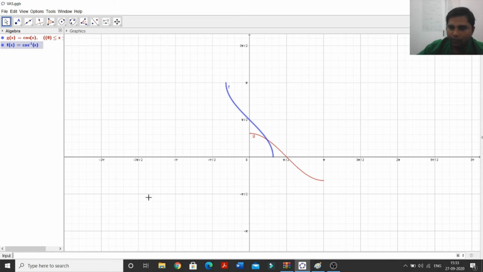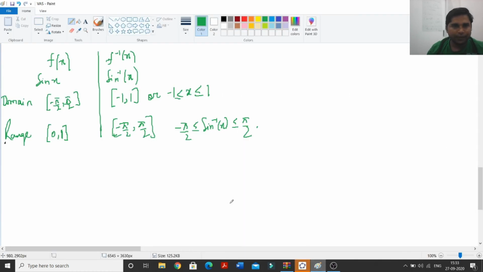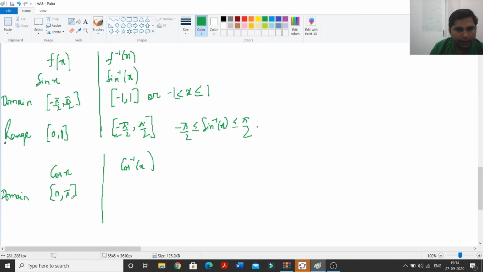So let me write it properly here. So for cos x and cos inverse x, we have restricted the domain between 0 to pi, or you can write x lies between 0 to pi. Okay, x belongs to 0 to pi, this is set notation form.